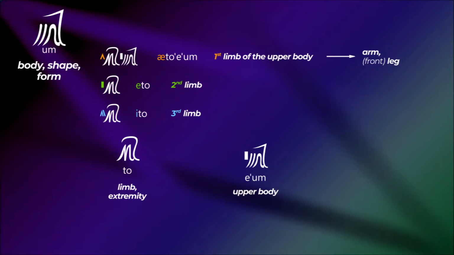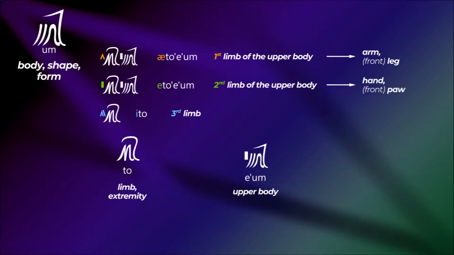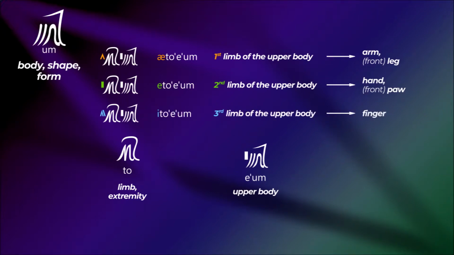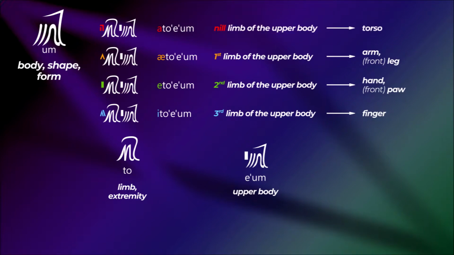The second degree limb is a ramification of the first. In other words, it is the limb that connects to the first limb. And the extremities of your arms are hands, or in animals, front paws. For ito, we continue the logic. The extremities attached to your hands are fingers. Now, there is also ato eum, using the liska for 0. Using ato means as much as the nil limb, or simply not a limb. So you can use this to describe what your arms connect to, the torso.